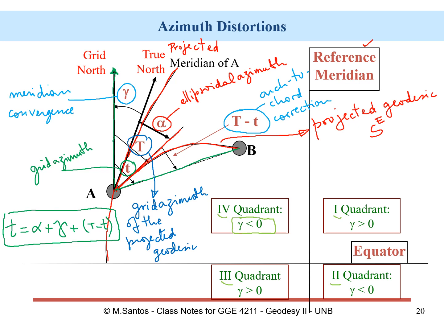Next, we're going to discuss an equation that is going to be general, because gamma and T minus t will be computed from equations, and they are going to come with either positive or negative signs, so we need to have a general way to compute the grid azimuth.